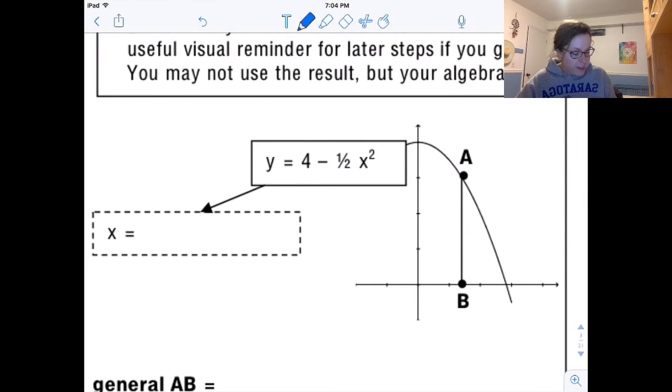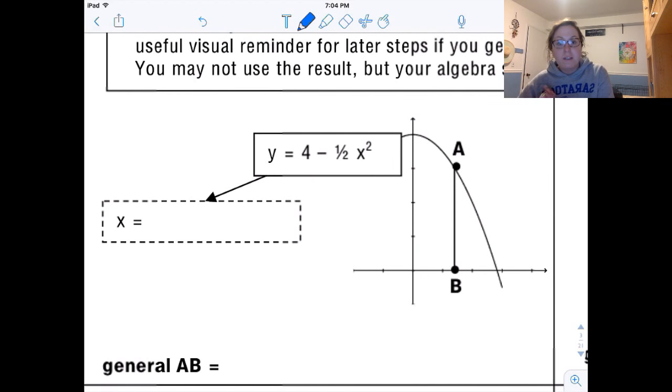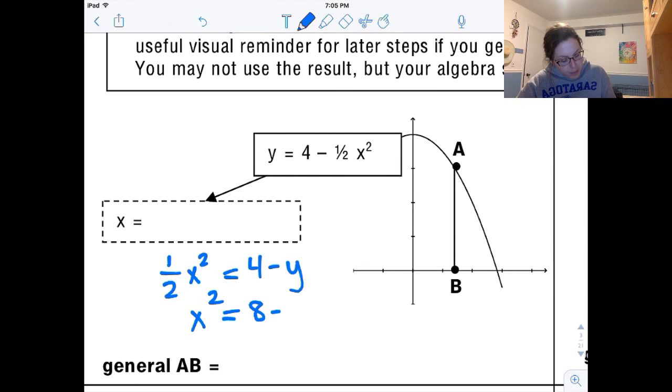If I look at one like this, maybe I want the area between these curves, I'm looking for the distance from A to B, and I'm given that Y equals 4 minus 1/2 X squared. So let's just solve it for X, just so we get the practice with that. I'm going to swap my X and my Y so that X squared is positive. So 1/2 X squared equals 4 minus Y. Subtract that from both sides. Multiply both sides by 2, so 8 minus 2y, and then square root both sides.